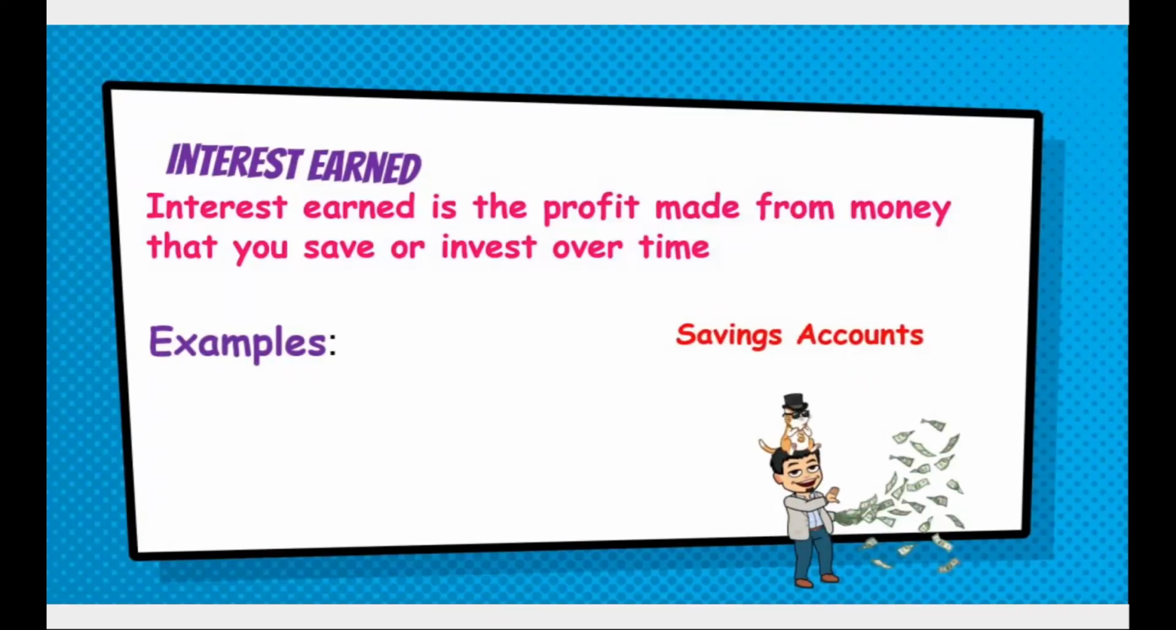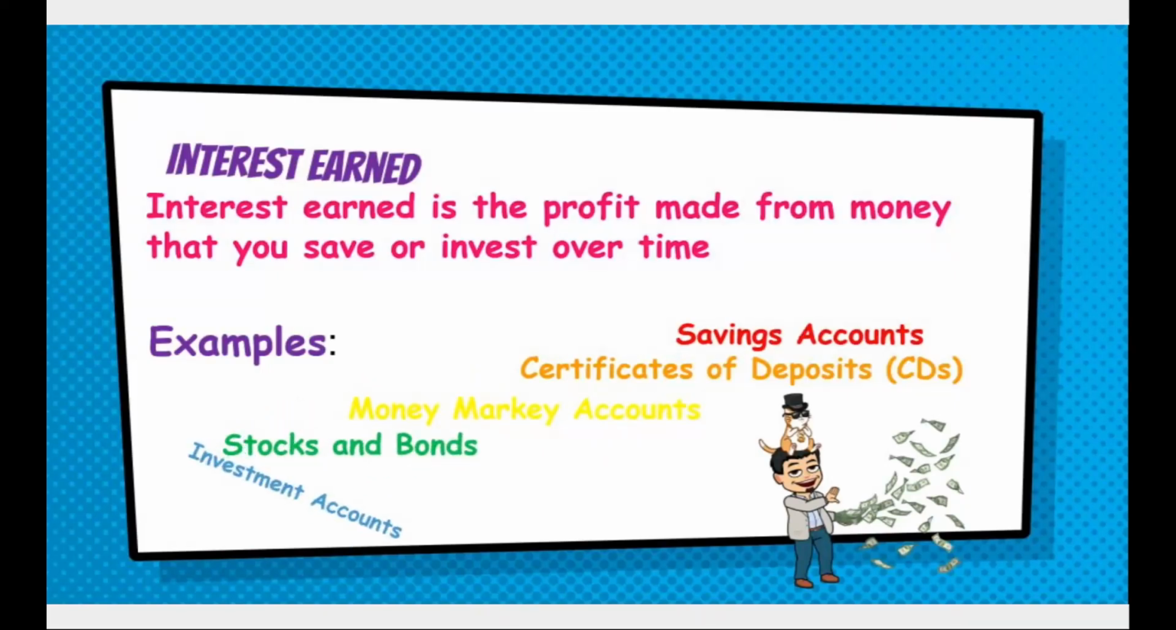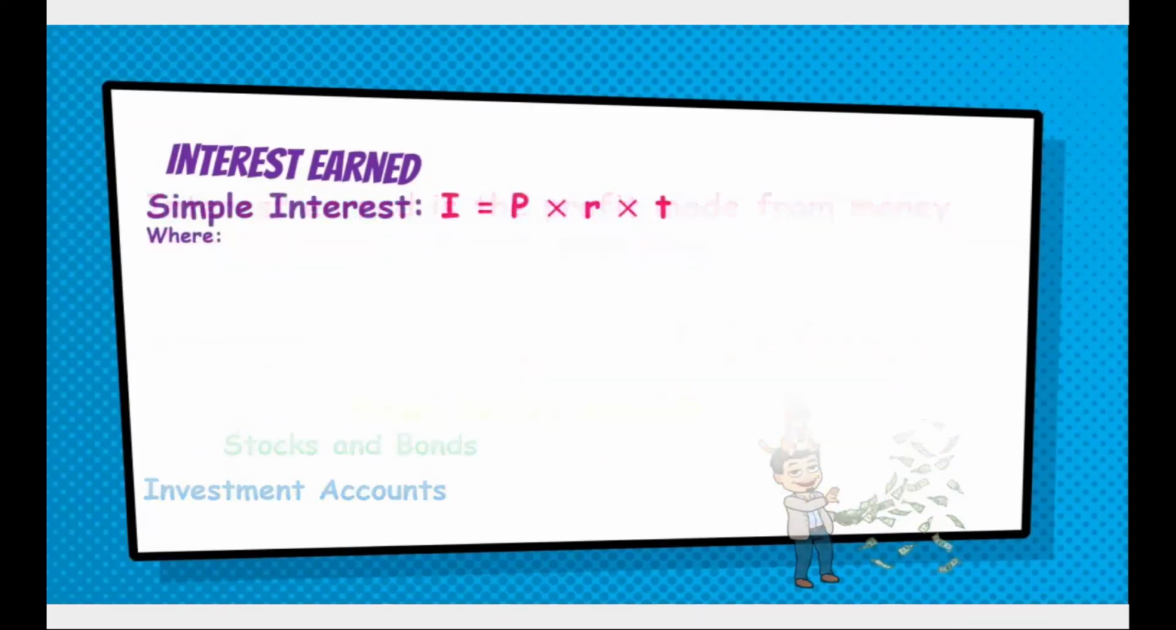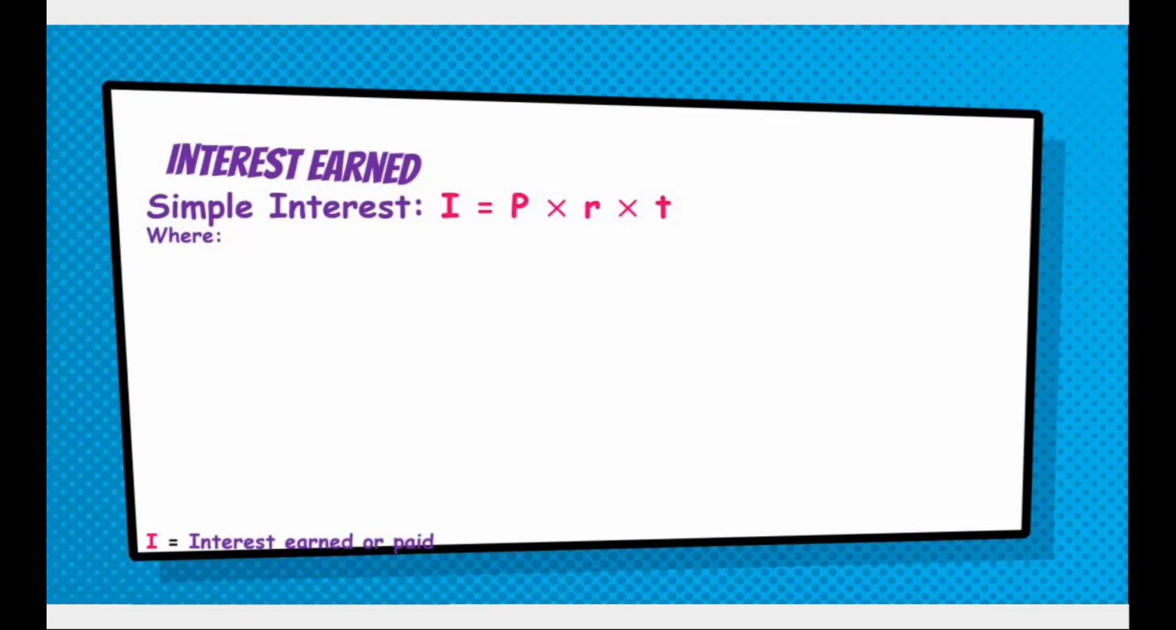An example of something like this would be savings accounts that help you earn interest, CDs, money market accounts, stocks and bonds, investment accounts. Those are all ways to earn interest. And we're going to come up with this little example, the simple interest formula, where it's just I equals P times R times T. This is just simple interest that's not being compounded, which gives you a quick idea of how much interest you made.